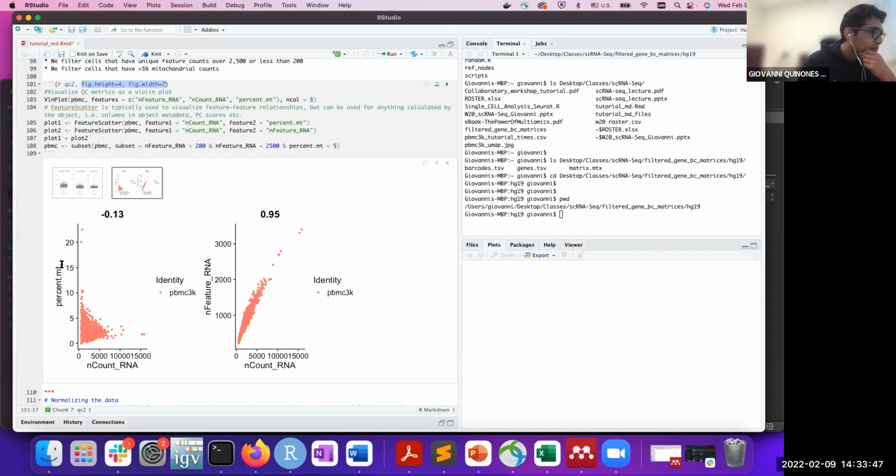So with a mitochondrial cutoff of 5%, you can see that we'll be getting rid of these cells over here, which are mostly cells with a low mRNA count.